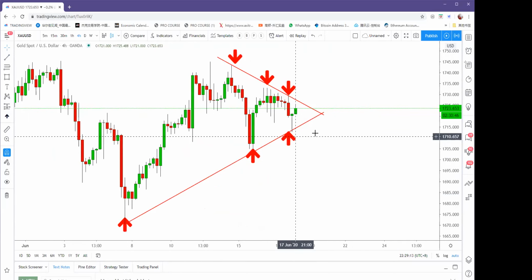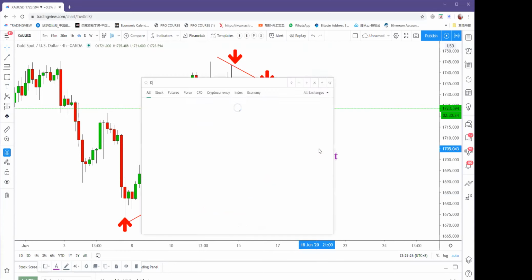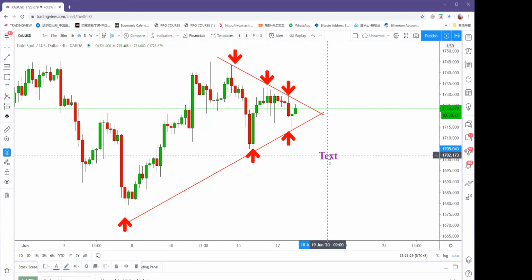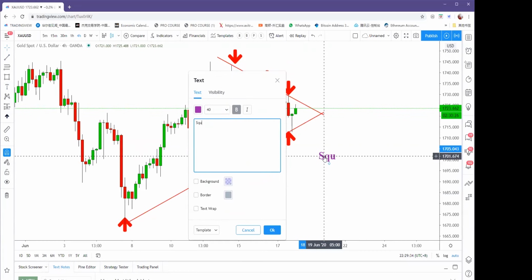What is this? What's this? Anyone? Yes, this is a triangle, or you can consider this a consolidation, right? A squeeze. So I want you guys to pay attention to this squeezing pattern, because after this pattern, price may have a trending market.